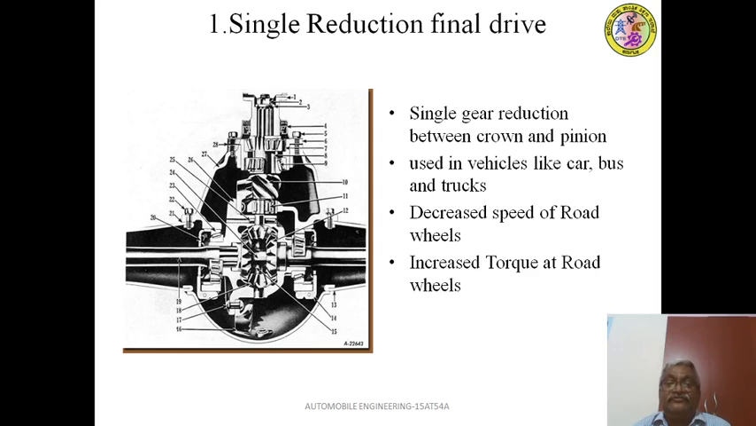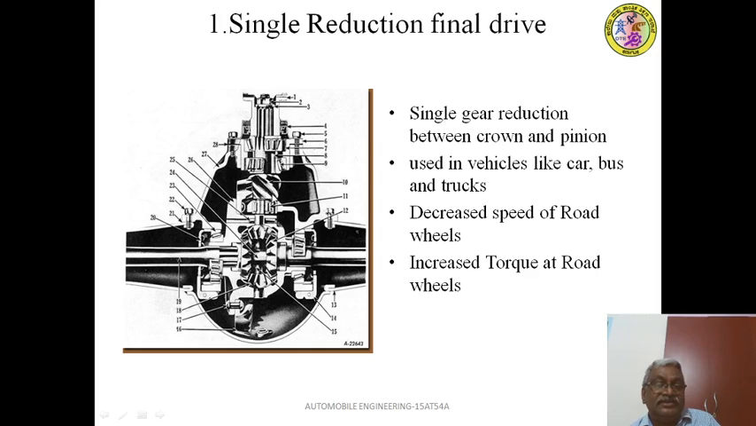The single reduction final drive is used in all vehicles, cars, buses, trucks in common. This is a conventional type, and as the name itself implies, single reduction final drive gives the final gear reduction only in one instance. Here you can see that this is the drive pinion and this one is the ring gear. These two form the final drive, because only one set of gears provides the gear ratio.